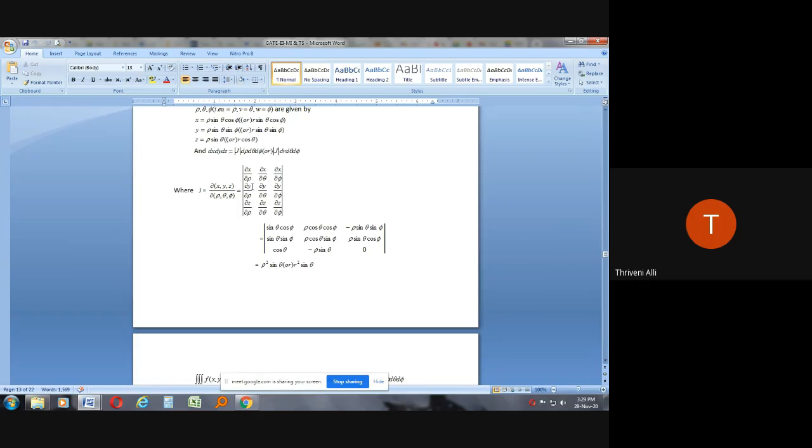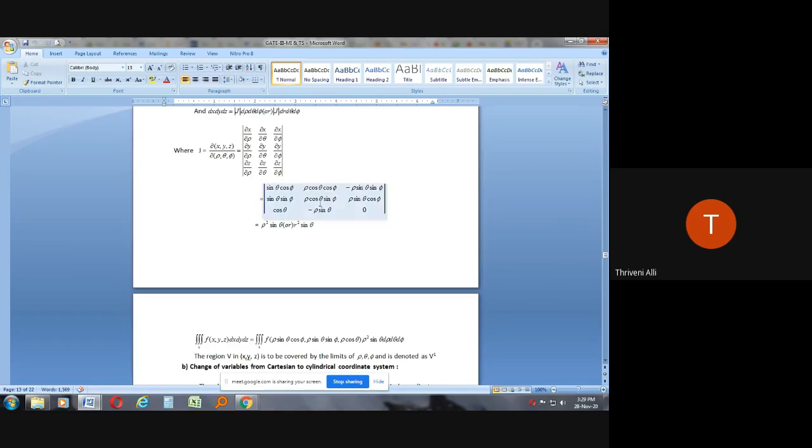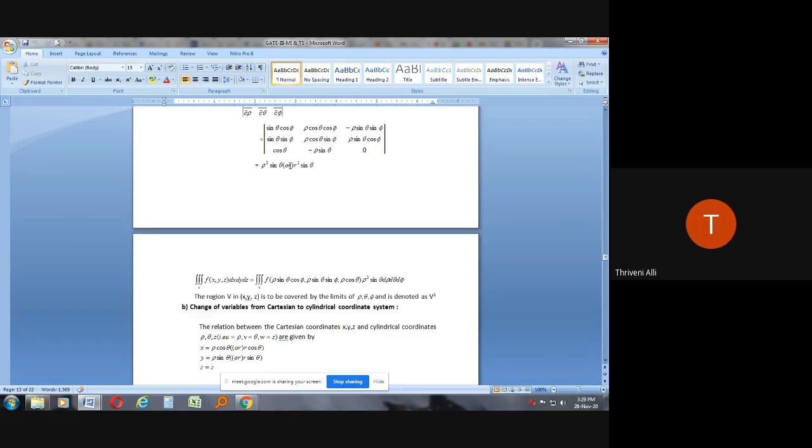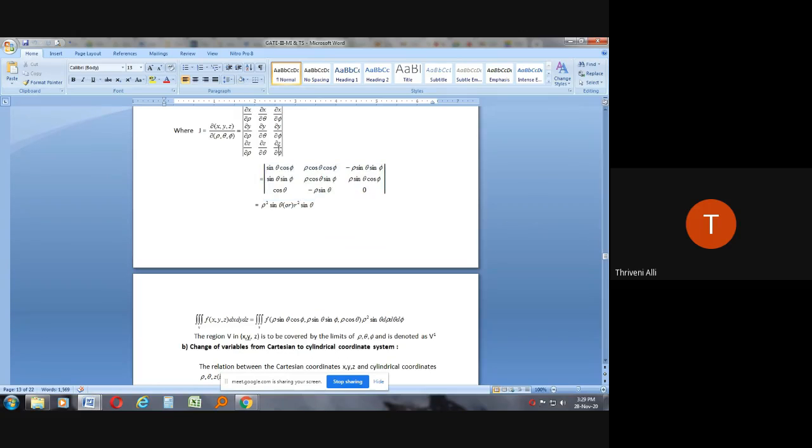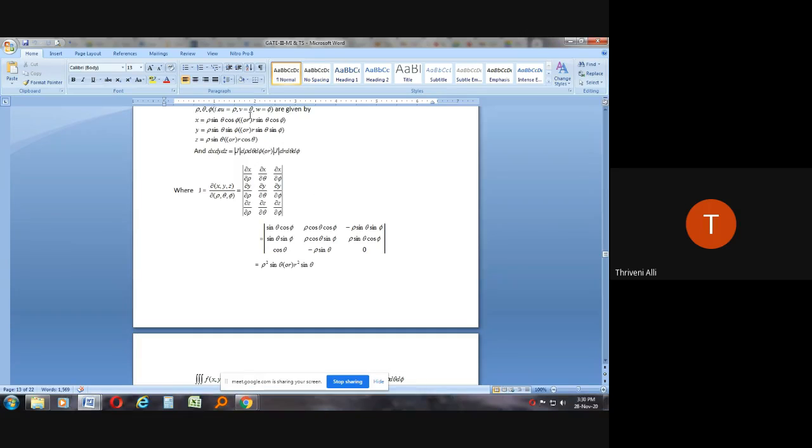So already we know the Jacobian definition: dou x by dou rho, dou x by dou theta, dou x by dou phi. Similarly, dou y by dou rho, dou y by dou theta, dou y by dou phi, dou z by dou rho, dou z by dou theta, dou z by dou phi. So by expanding this determinant, we get the value directly. It is not needed to simplify. Directly we note that the Jacobian value is r square sine theta. Why? Because these are the standard general equations.